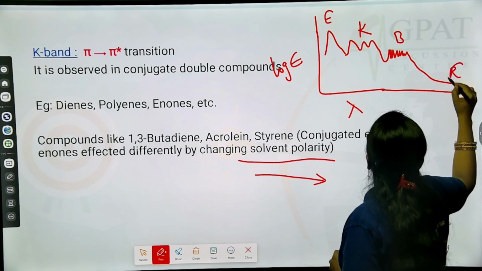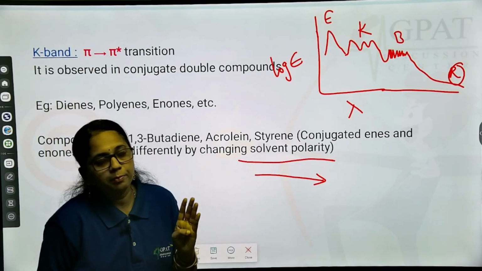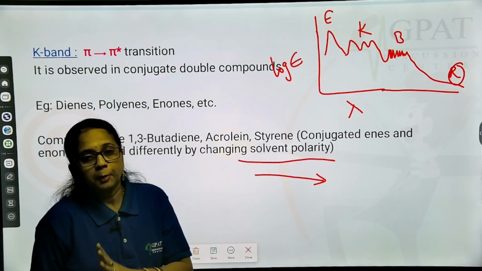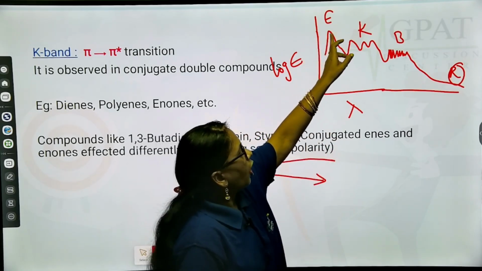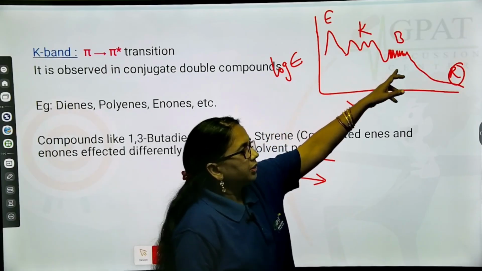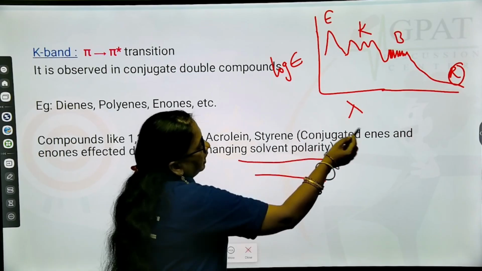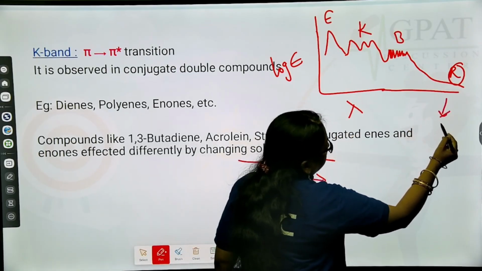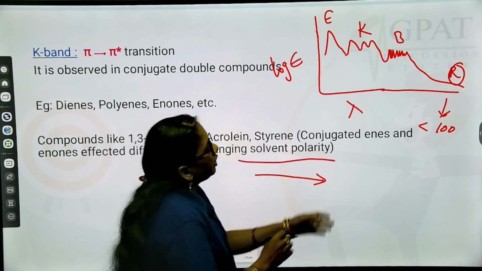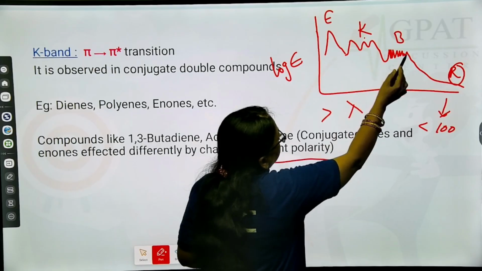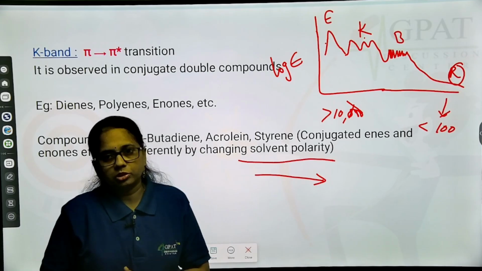R types means these are actually forbidden. Okay, so alphabetically if you want to remember, it starts from B, E, K, R, but intensity wise it starts from E. Okay, E, afterwards the high intense band, that is K, then it is B. Okay, so in this way, intensity wise, these are going to be like this. Here in this case the intensity is less than 100 for R types of absorption bands. Okay, and remaining, K bands and E bands you are going to see more than 10,000, and B bands you are going to generally observe less than 10,000.